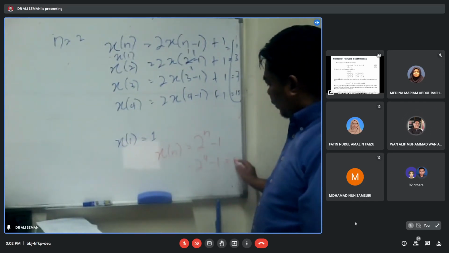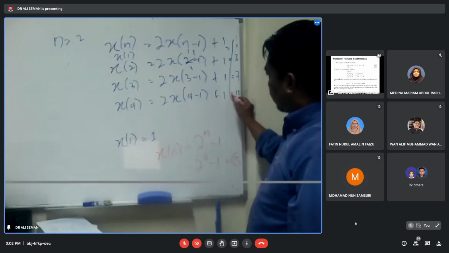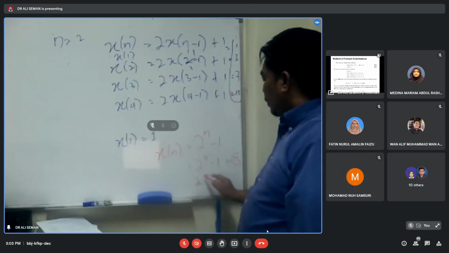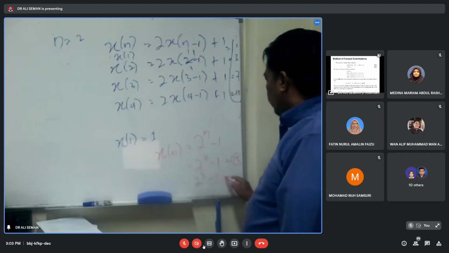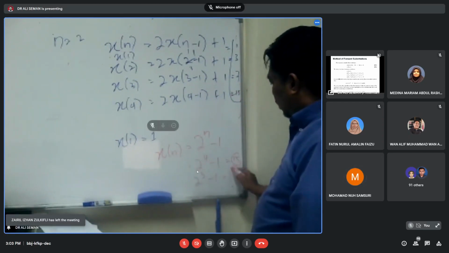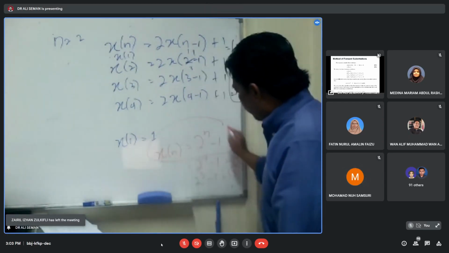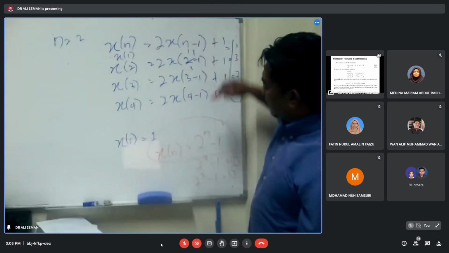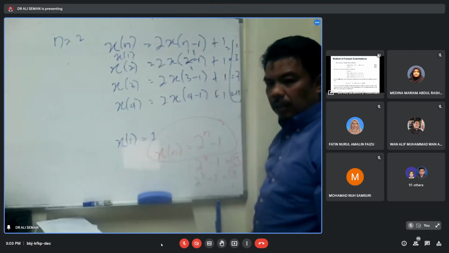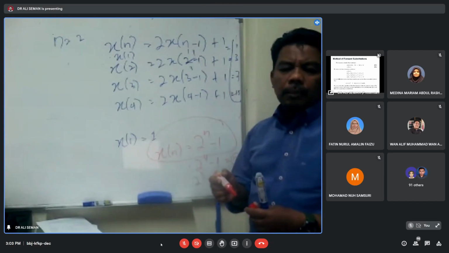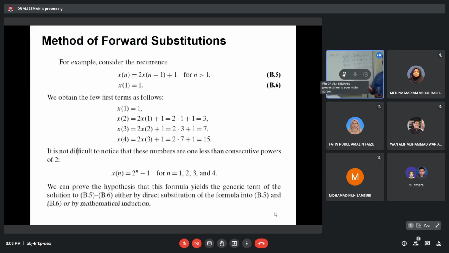50. Correct. If 2 power of 3 minus 1, what is the answer? 7. This is actually how we can conclude that formula. The simplified version of this is the forward substitution. So we can prove the hypothesis that this formula yields the generic term of the solution to B.5 and B.6 either by direct substitution of the formula into B.5 and B.6 or by mathematical induction.